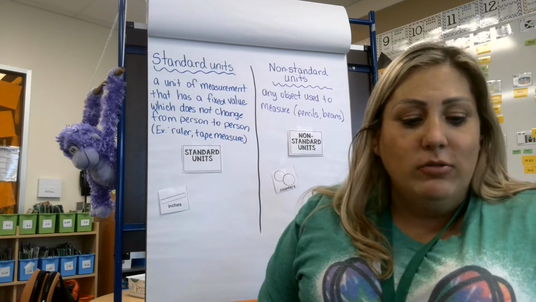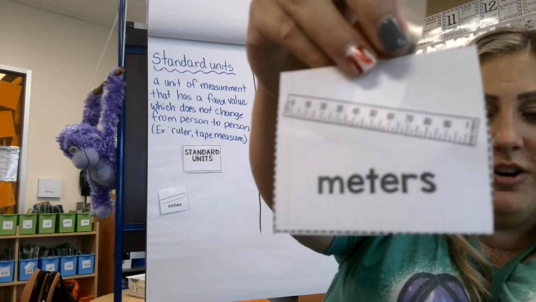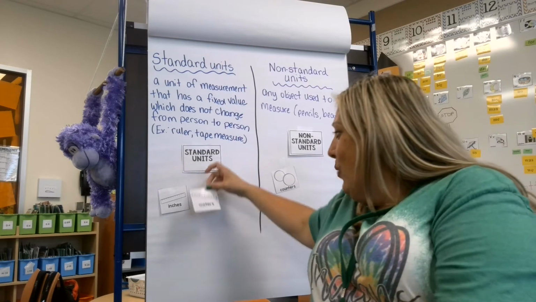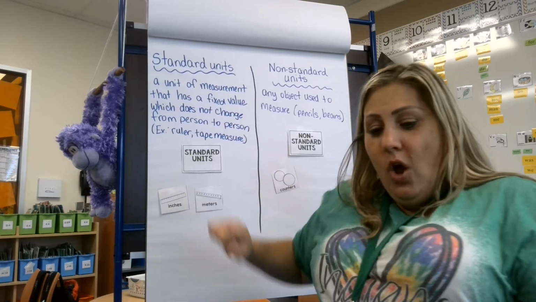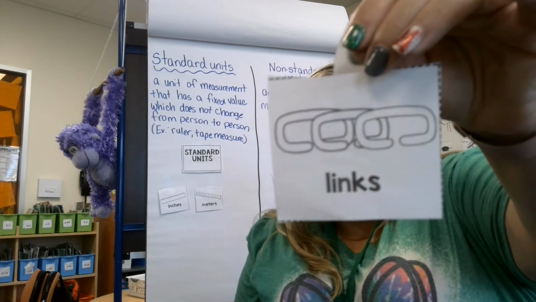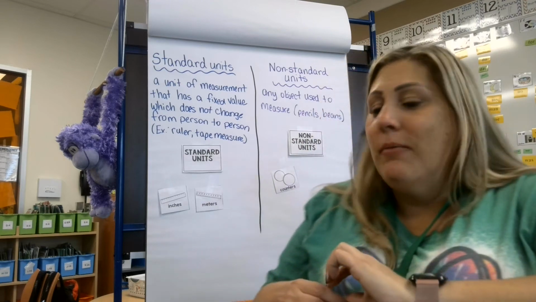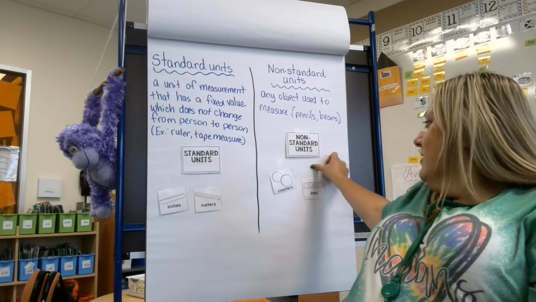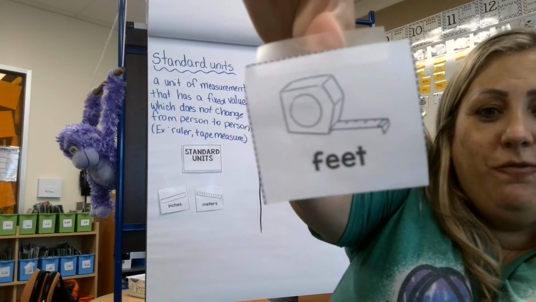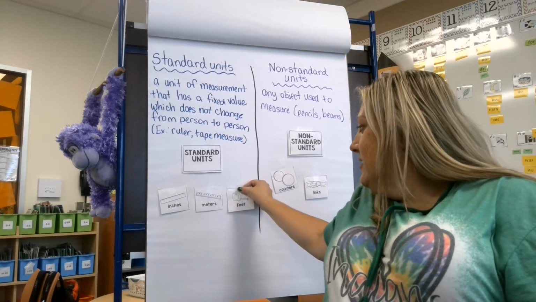Okay, what about a ruler that measures meters? Yes, that would be standard as well. What about linking cubes? Some of you have seen the little links that you link them together. They're all different colors. Yes, that would be non-standard. What about a tape measure that measures feet? Yes, that would be standard.